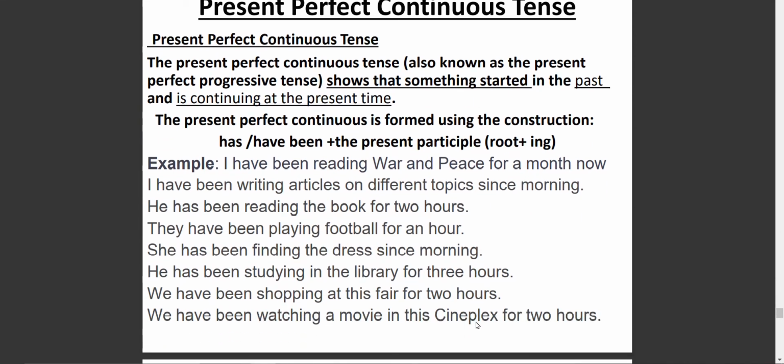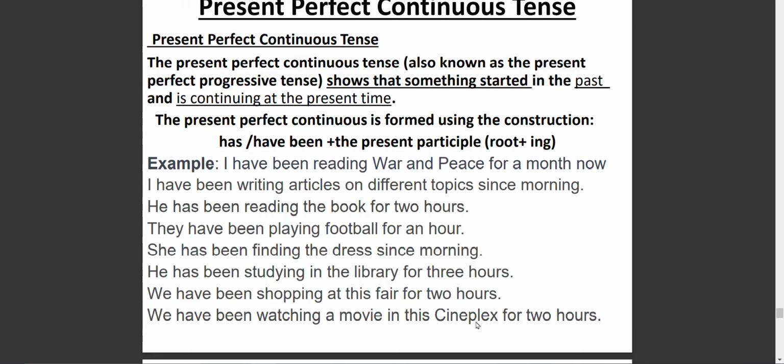Okay, now let's come to the second type of sentences here. Present perfect continuous المضارع التام المستمر. As I told you before, we have to define what a present perfect continuous is. The present perfect continuous tense, also known as the present perfect progressive. If you say continuous, progressive, it is the same, هو مستمر. It shows that something started in the past, شيء بدأ في الماضي, and is continuing at the present time. وزال مستمر في الوقت الحاضر.